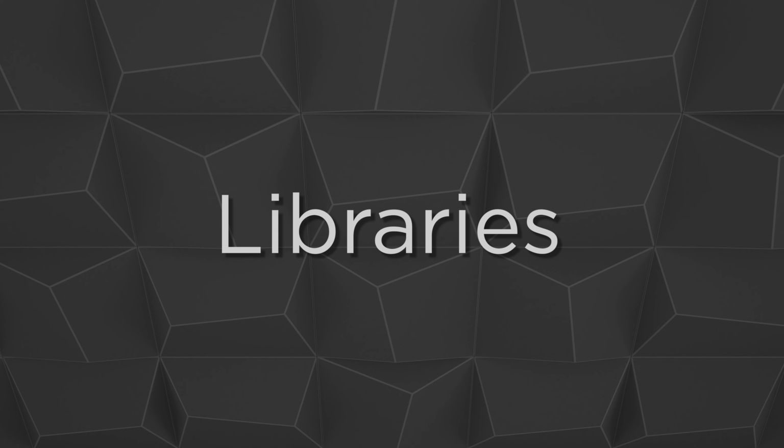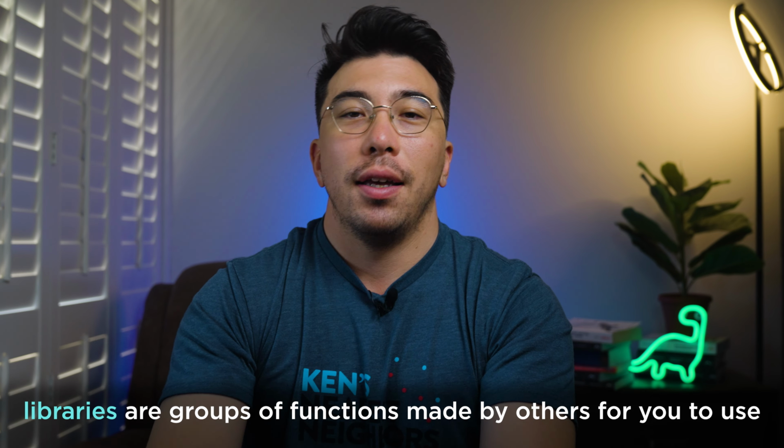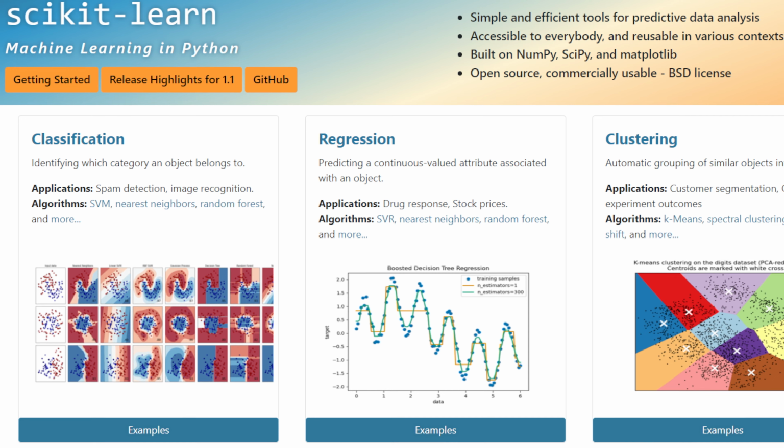So essentially, a library is a whole bunch of functions that someone else has put together that I can bring in and use for my own work. An example of this would be scikit-learn, which has most of the machine learning algorithms that data scientists use on a daily basis. I can simply import the algorithm that I want to use and apply it in my code.